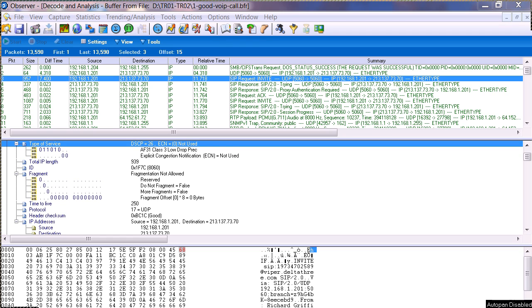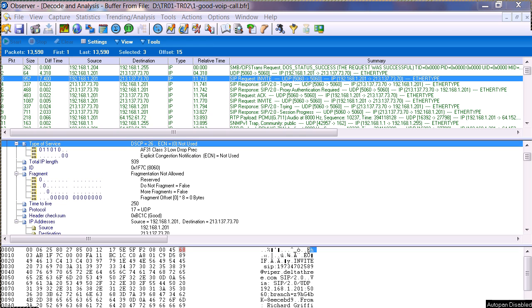The basics of voice over IP troubleshooting comes down to a couple of things. And those things are quality of service. Do we have quality of service from both sides? And dropped packets or lost packets.